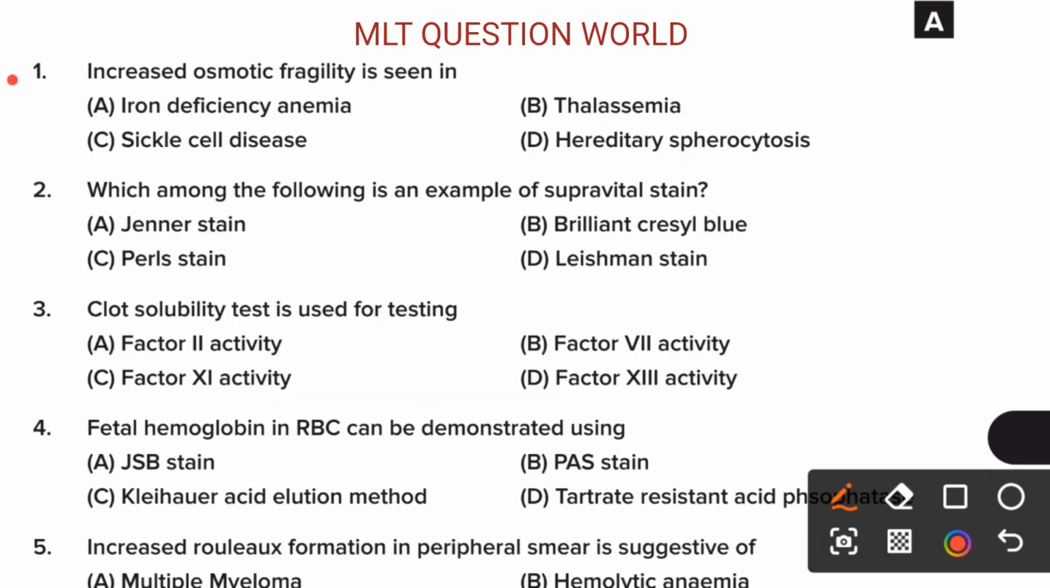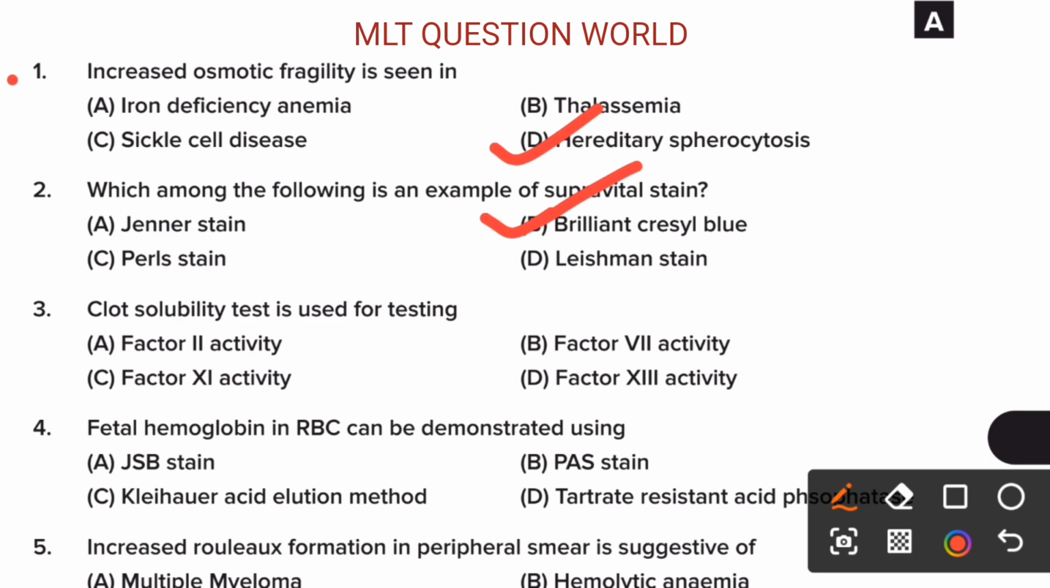Question number 1. Increased osmotic fragility is seen in iron deficiency anemia, thalassemia, sickle cell disease, hereditary spherocytosis. The right answer is hereditary spherocytosis. Next one. Which among the following is an example of supravital stain? The right answer is brilliant cresyl blue or BCB.